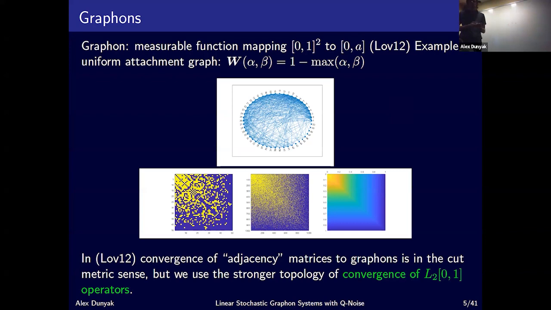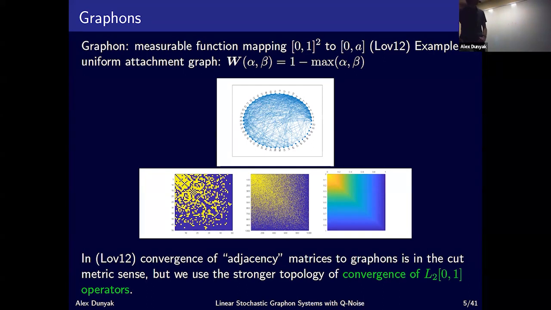So here in the middle, you have a picture of one uniform attachment graph sequence. The first node is the most connected, and when you look at the adjacency matrices of this graph sequence for 50 nodes, you see that there is a pattern, but it's not very clear what the pattern is. It looks somewhat arbitrary.